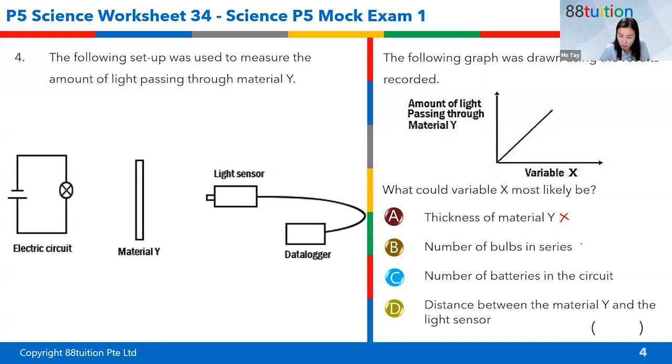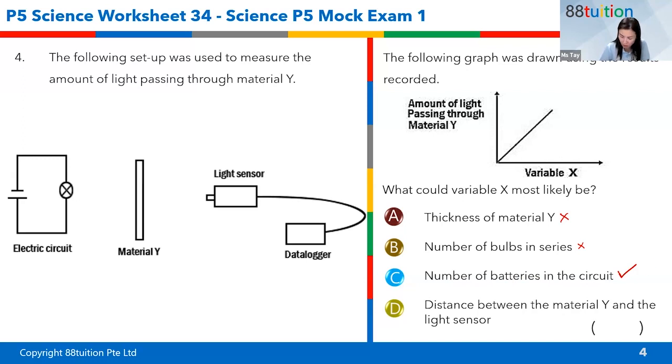Does it really matter, the number of bulbs in series? Not exactly, because they are sharing the same amount of current. The brightness will eventually add up to be the same. Number of batteries in the circuit, yes. If I put in more batteries, the bulb will light up more brightly, correct?